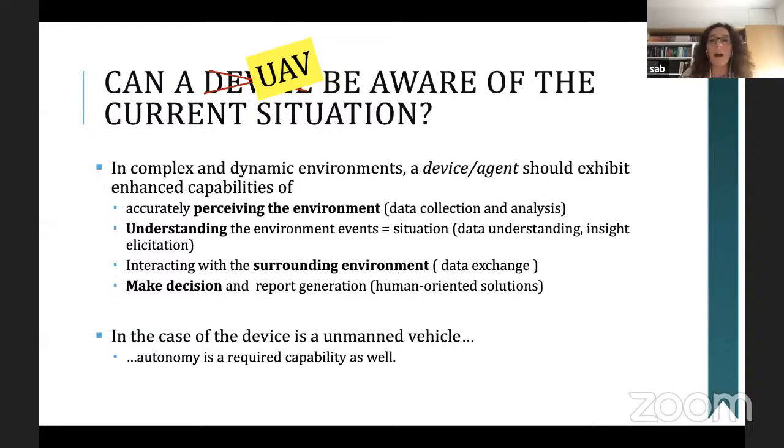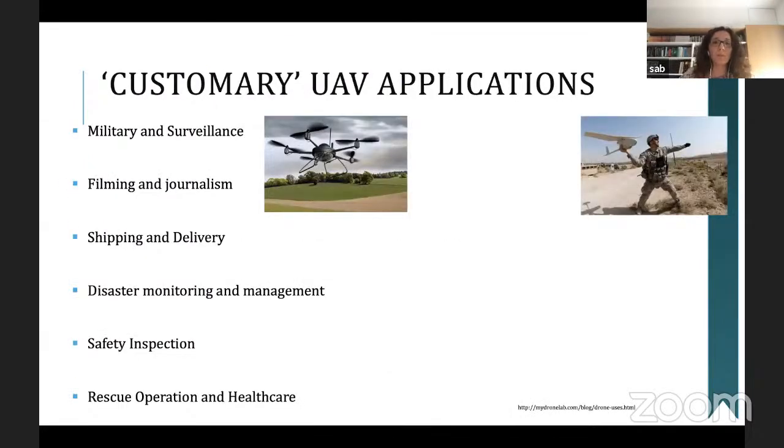In a complex and dynamic environment, like in an IoT system, an agent, a device in general, should exhibit enhanced capability in order to perceive the environment and understand the events that happen in the environment, the situation, and interact with the surrounding environment itself, in order to make a decision and sometimes report some results to the human. In case the device is an unmanned vehicle, it should also be autonomous.